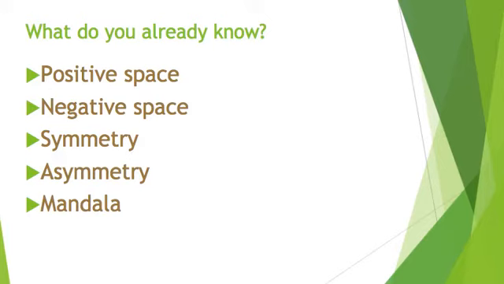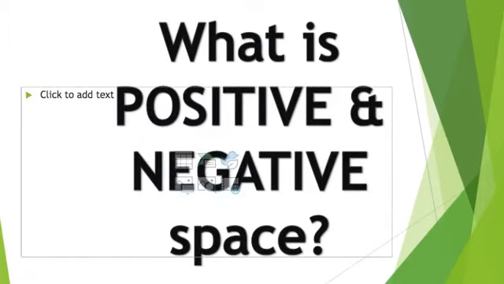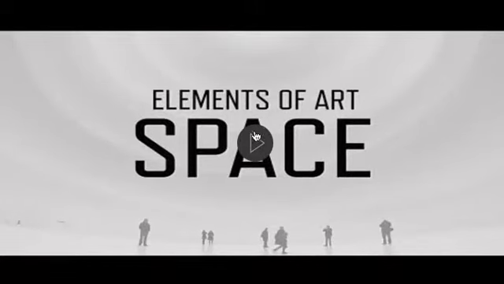The first thing we're going to go over is what is positive and negative space, and we're going to watch a video about that, and then we'll go ahead and talk about and look at some examples of that in art.